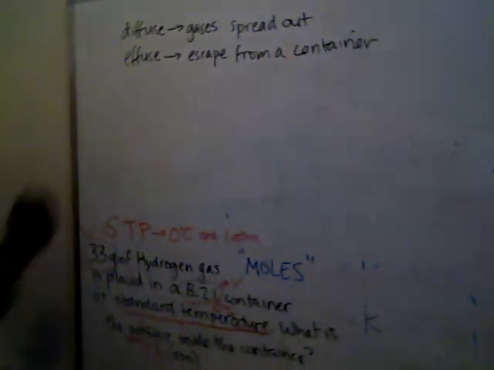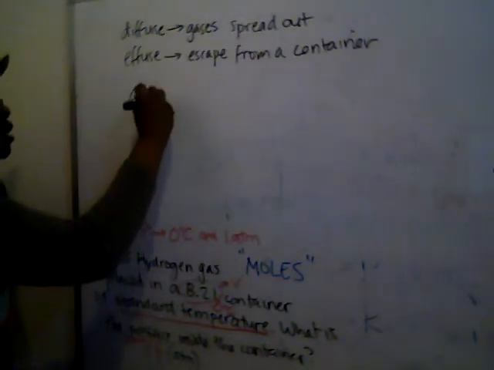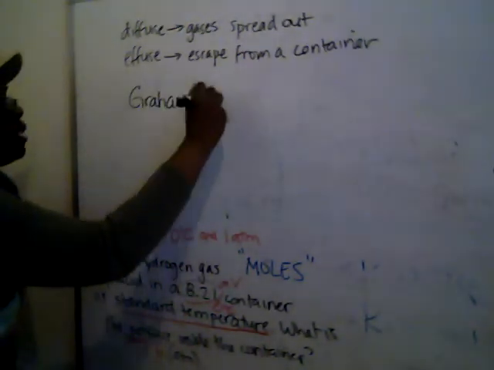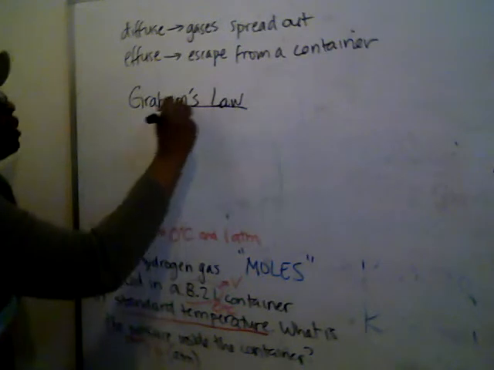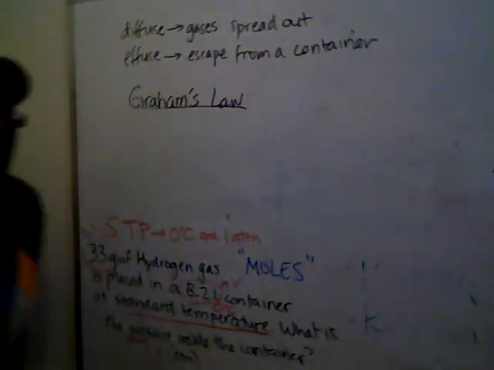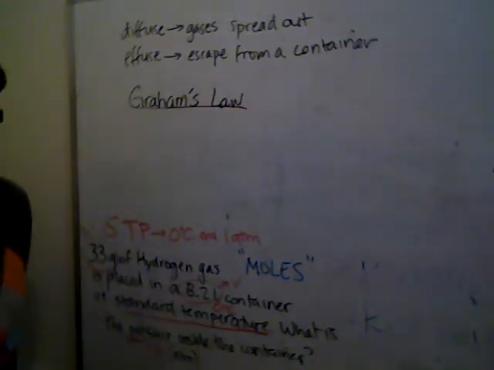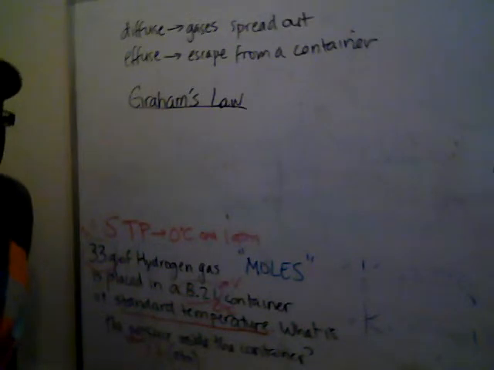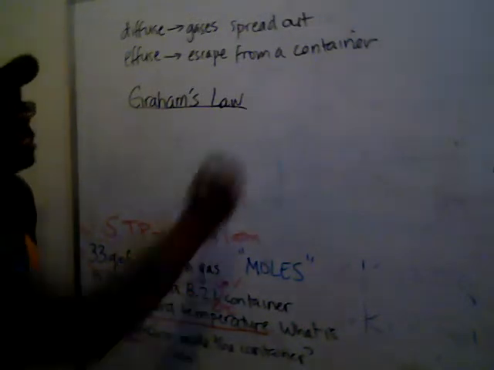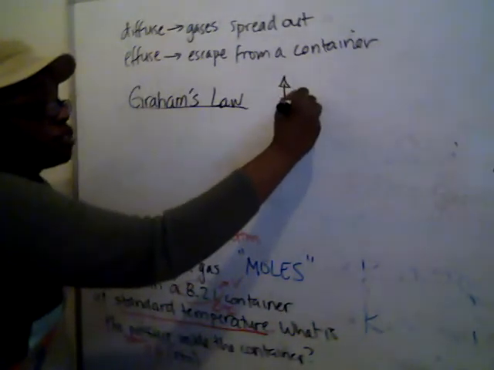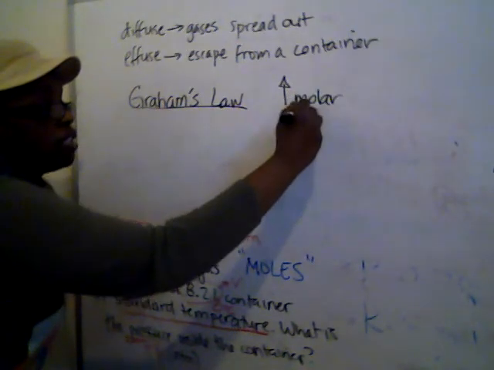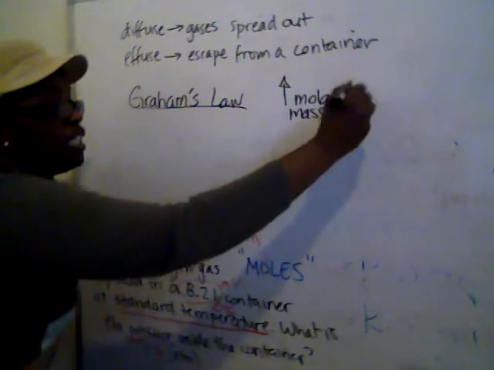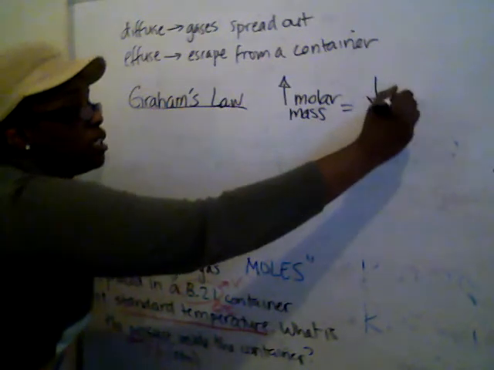Okay, so Graham's law. And this is probably an equation that you will not need to know, but you will need to know kind of the concept behind it. But Graham's law deals with how things effuse or escape. The concept behind it is the higher the molar mass, or the higher the weight of the gas, so higher molar mass equals slower effusion.